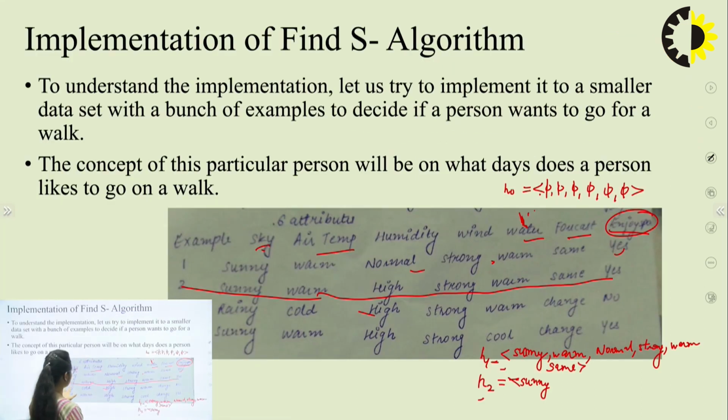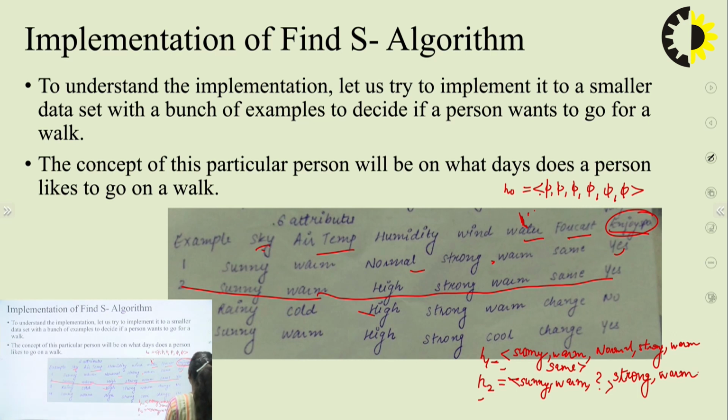Now in H2, sunny is the same, warm, same. Normal and high are not the same, so we will replace it with a question mark. Then the next are strong, warm, same and same. This is our second hypothesis.